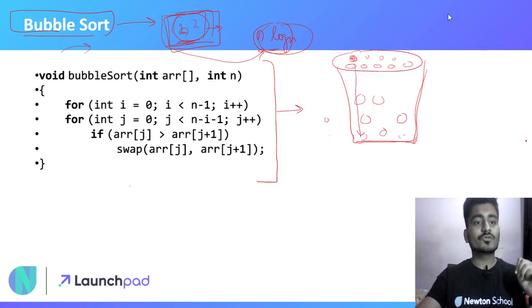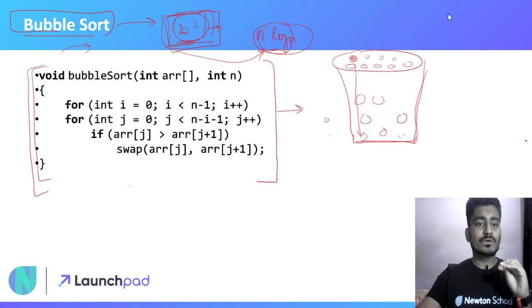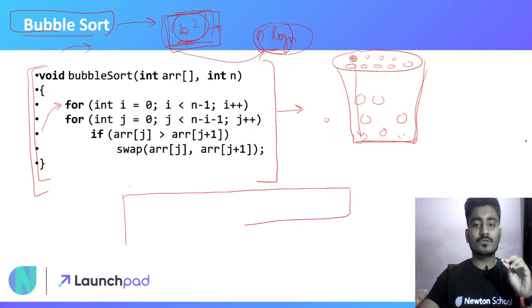The same thing we do in bubble sort, and here is the pseudo code of bubble sort. Let me explain this code. Suppose we have this container. What we will simply do is iterate over this whole array.